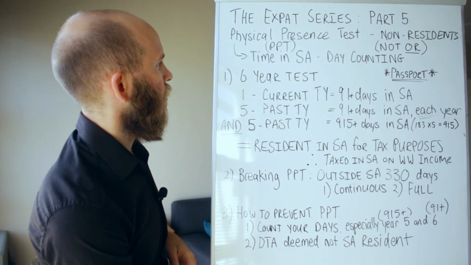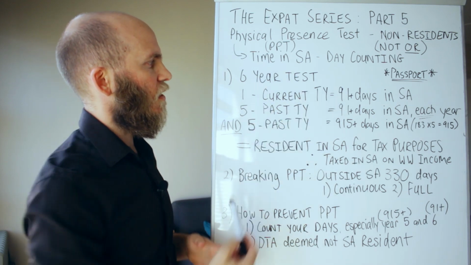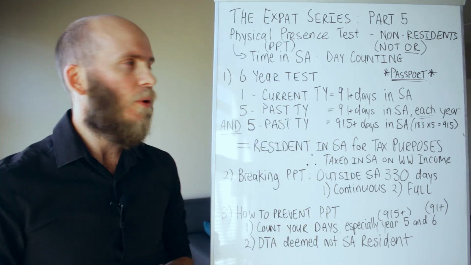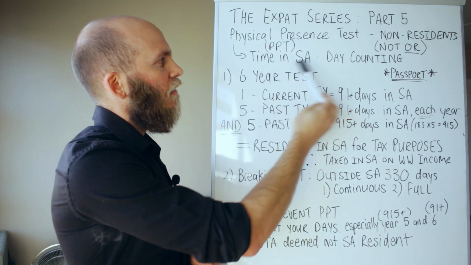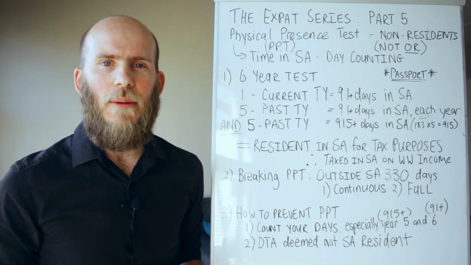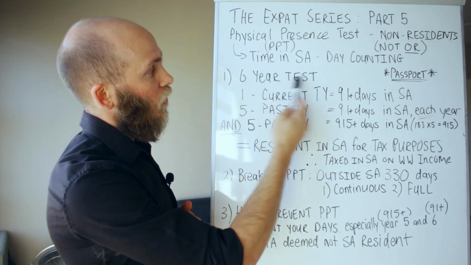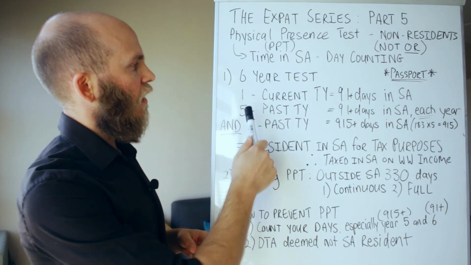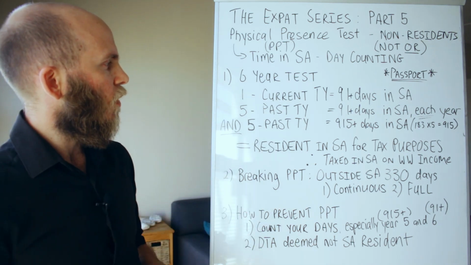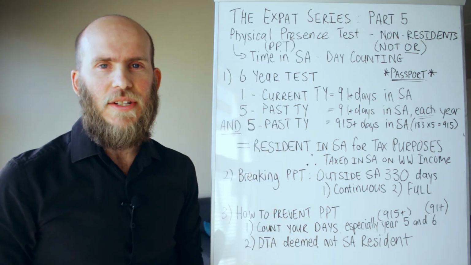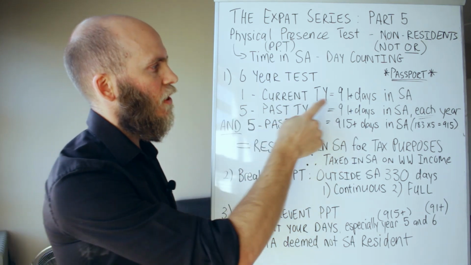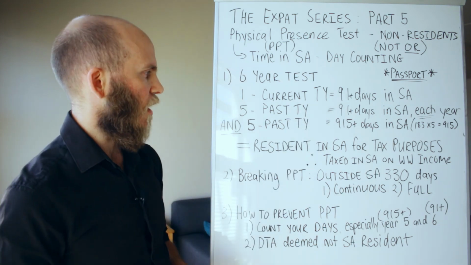So the first point is the 6-year test. That's why it's called the physical presence test. It's really a day counting about how much time you are spending inside South Africa. So I call it the 6-year test, and the way it works is in the current tax year, you have to spend more than 91 days inside South Africa.